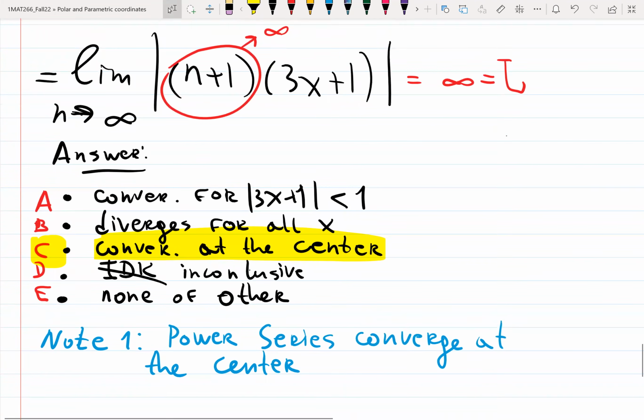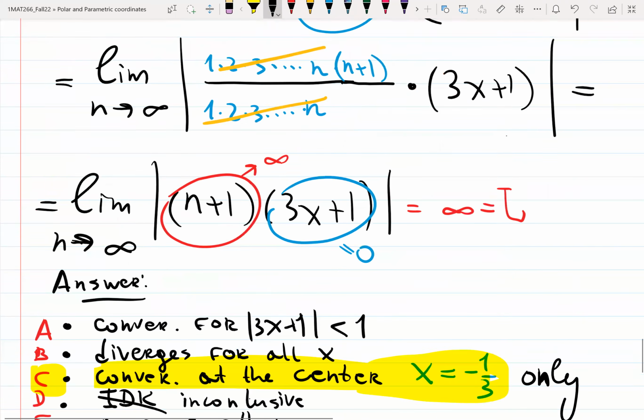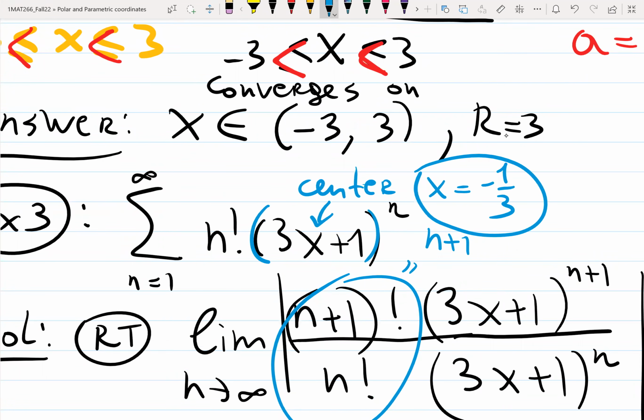So it converges at the center, and the center is what makes 3x plus 1 zero. So in this case, it's x equals minus 1/3. That is the correct answer. It converges at minus 1/3 only. Converges at the center only. And then it blows up everywhere else. Because if you plug minus 1/3 into the very original series, so this gives you a center, right? The center is x equals minus 1/3. If you plug it into the original one, the series gives you 0 right away. So that is a finite number.